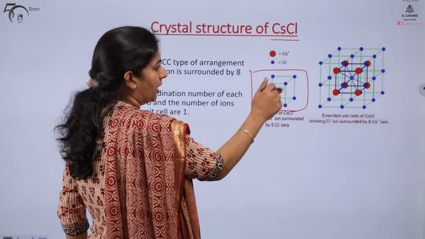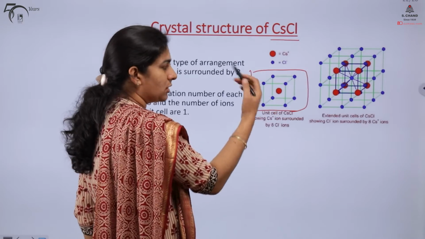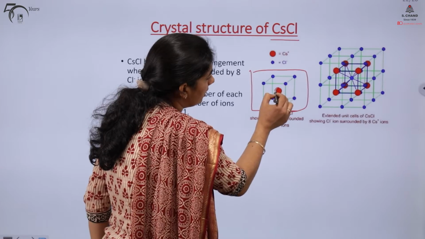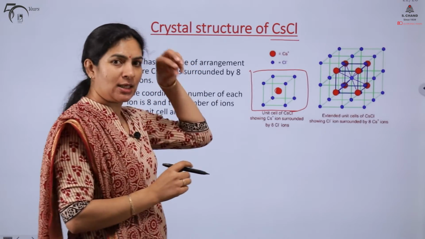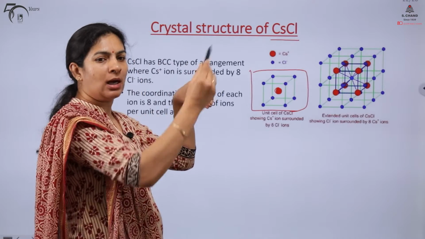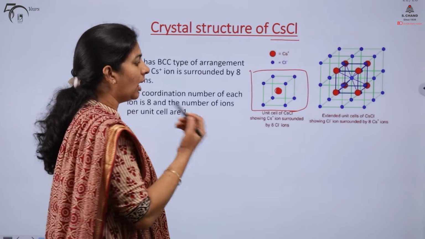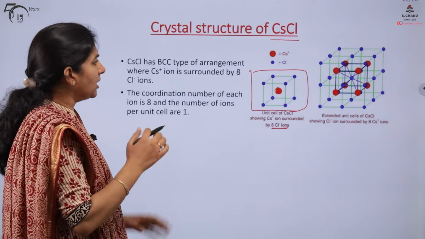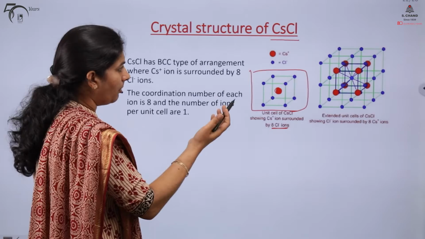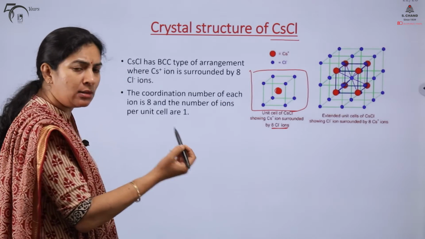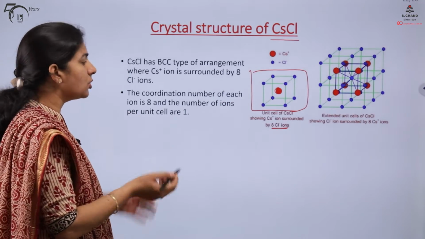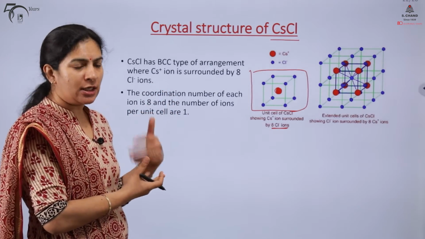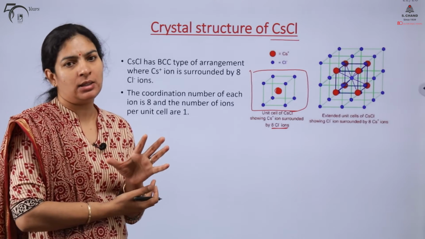Cesium is slightly bigger in size, of course, compared to potassium and sodium. So it is represented here by red color, present at the center of the cube, and all the other 8 corners of the cube are occupied by 8 chloride ions, right? So each cesium ion is surrounded by 8 chloride ions in BCC fashion. This type of arrangement is slightly different from the arrangement that we observed in NaCl.